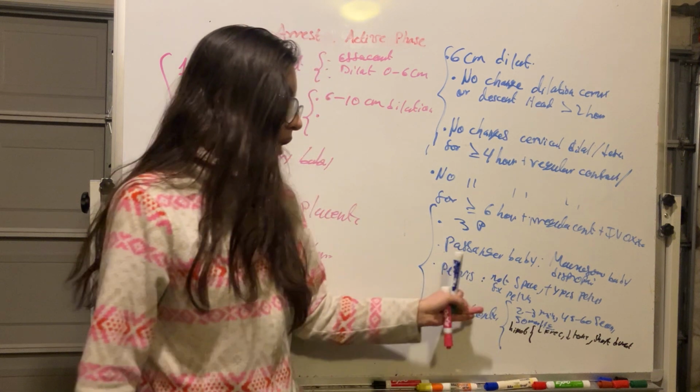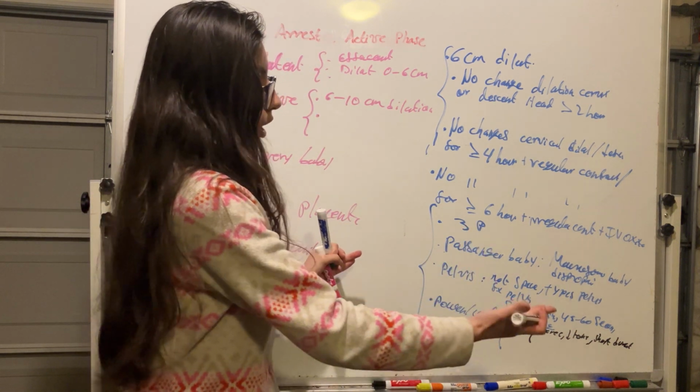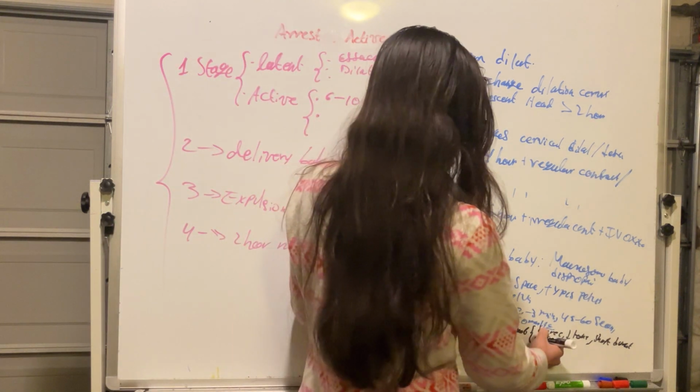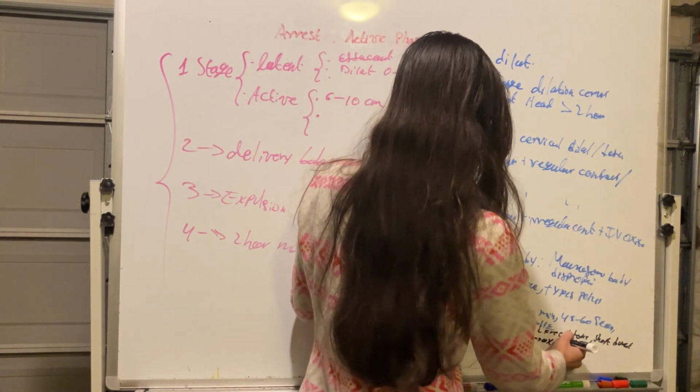These are hypotonic contractions. What should we do if we have a hypotonic contraction? We need to give IV oxytocin.